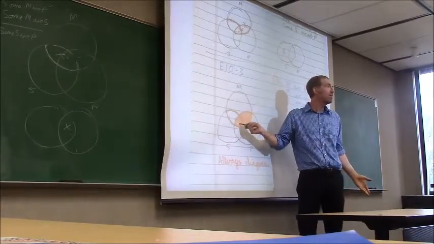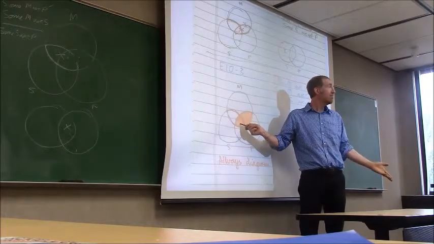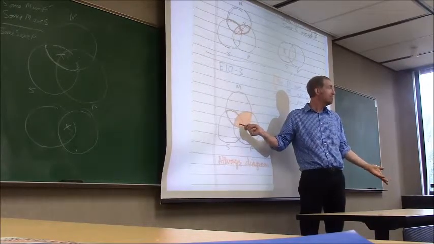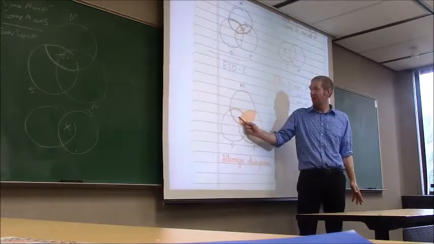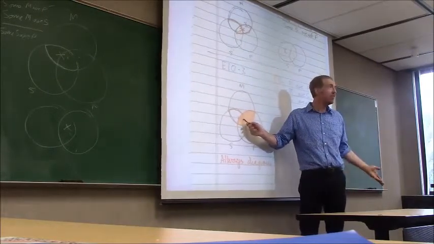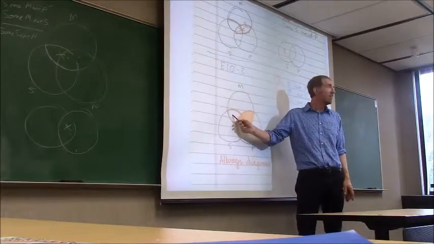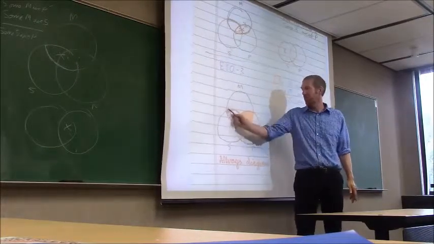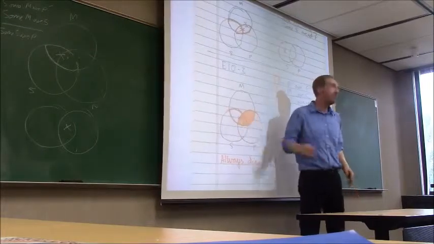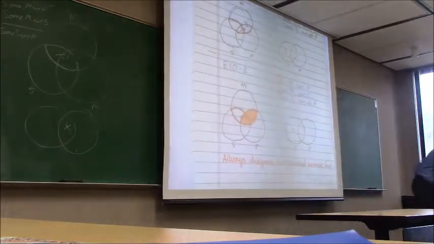Why not? Because shading means it's empty. So I know there's nothing in this region, so there's no way my X could possibly be in here. So I don't have to have any doubts. I can safely and confidently put it in this part of the cat's eye. Remember, it has to be somewhere in the cat's eye, but it can't be in the empty region, so it has to be somewhere here.